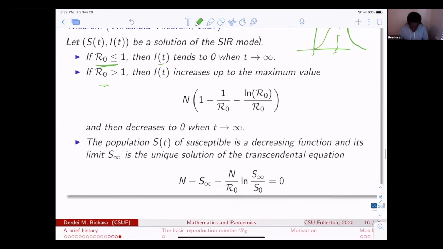All right, and of course, now that we have n, S is this decreasing function, and its limit is exactly this transcendental equation. Okay.